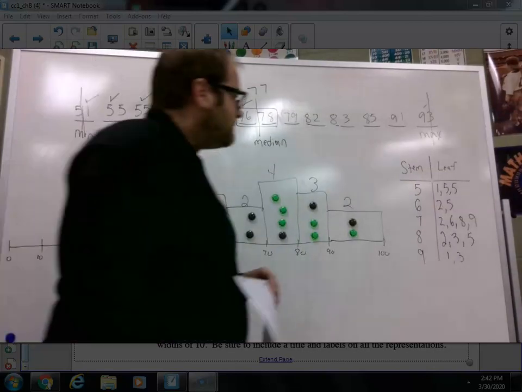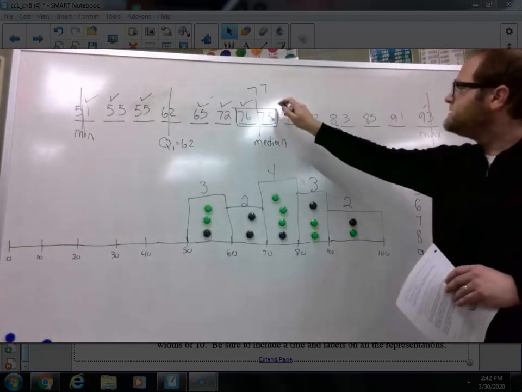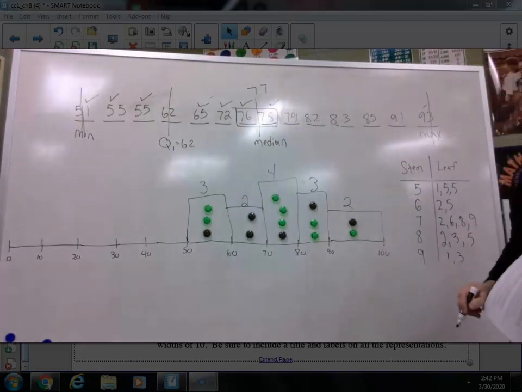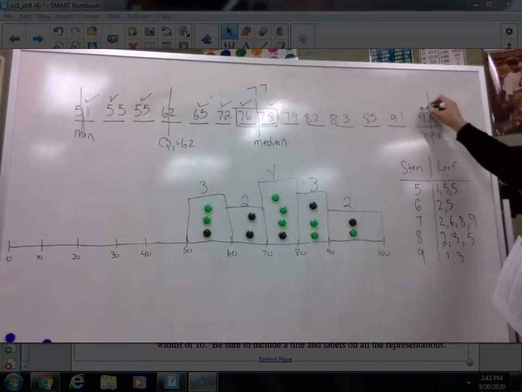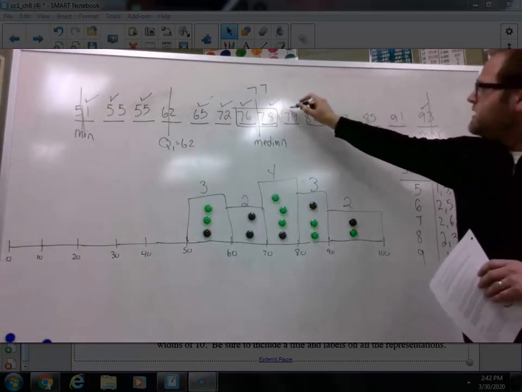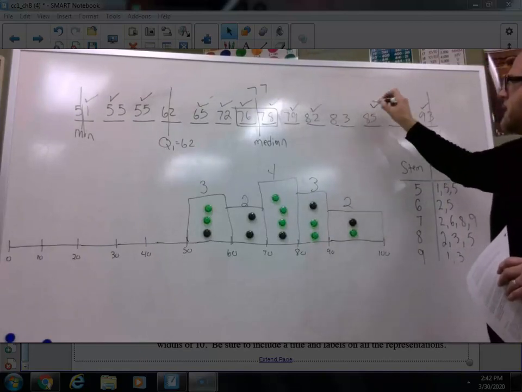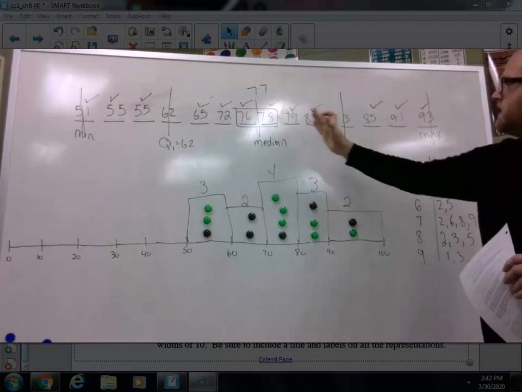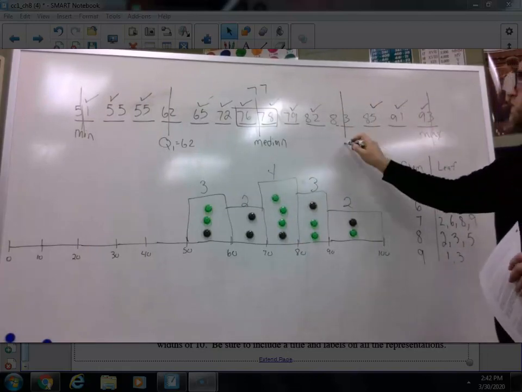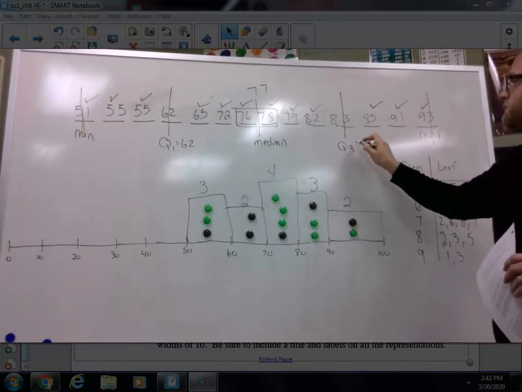And we're going to go and do the same thing with our upper half. 78 is our low end of the upper half, and 93 is the maximum. And then we go 79, and 91, and 82, and 85. So 83 is the median of this information. So that's our quartile 3.